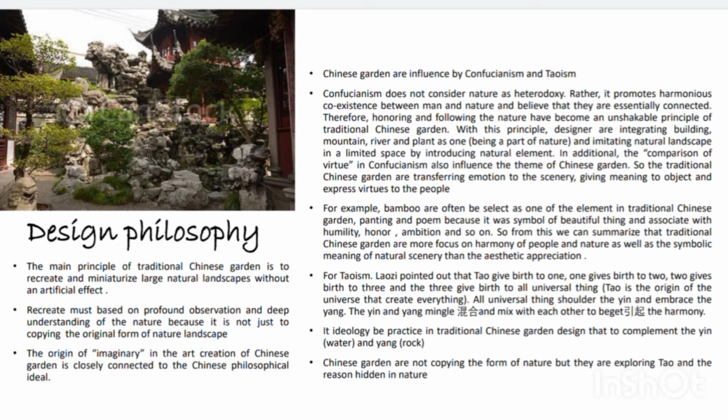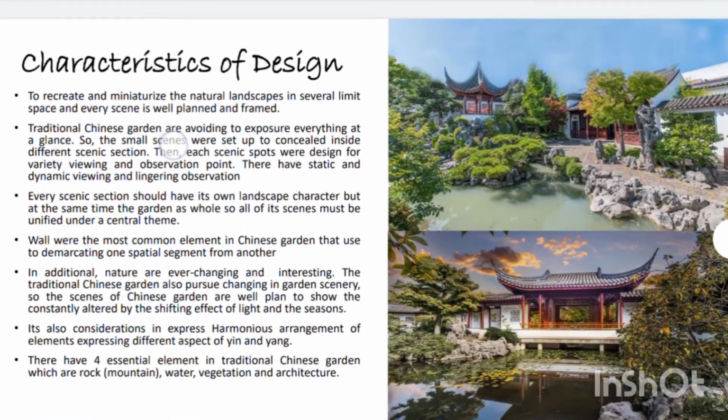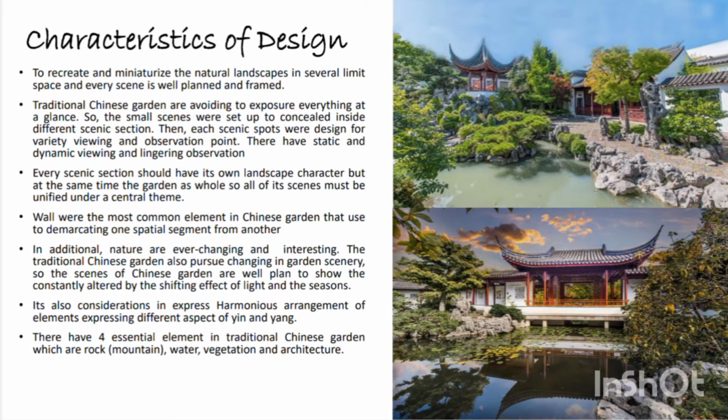Next, the characteristic of the traditional Chinese landscape is to miniaturize the natural landscape, and all the elements inside the garden are deliberate and arranged purposefully. Traditional Chinese gardens avoid revealing everything at once. So they set out different scenic spots inside different scenic sections, and each scenic section should have its own character, but at the same time it must be unified under a central theme.